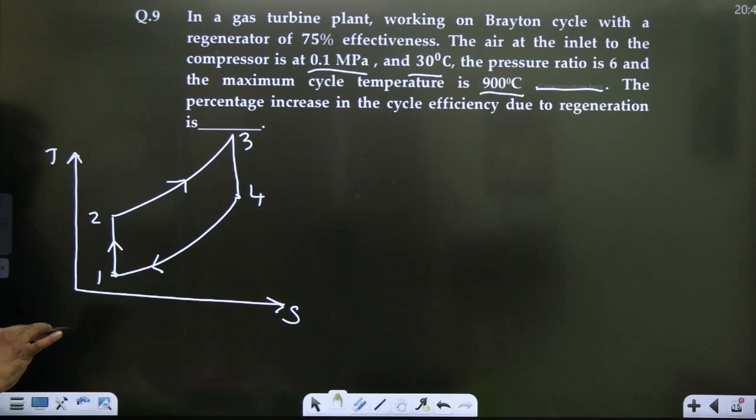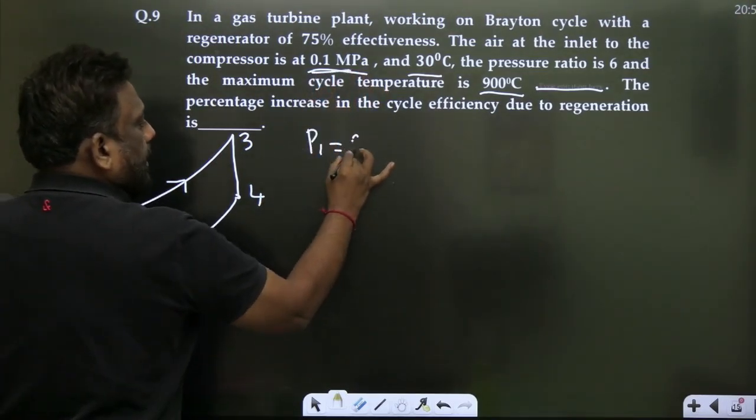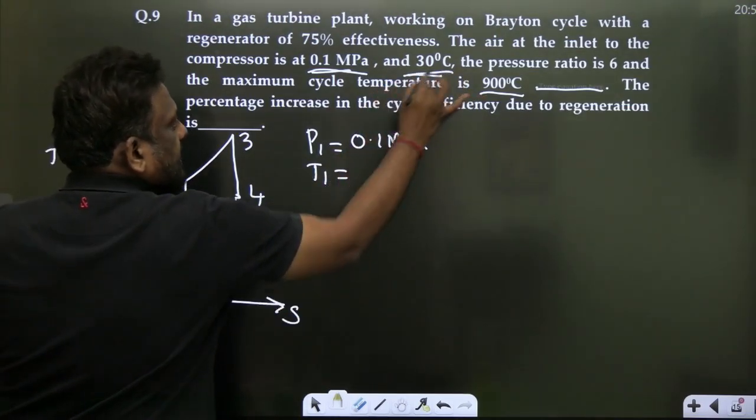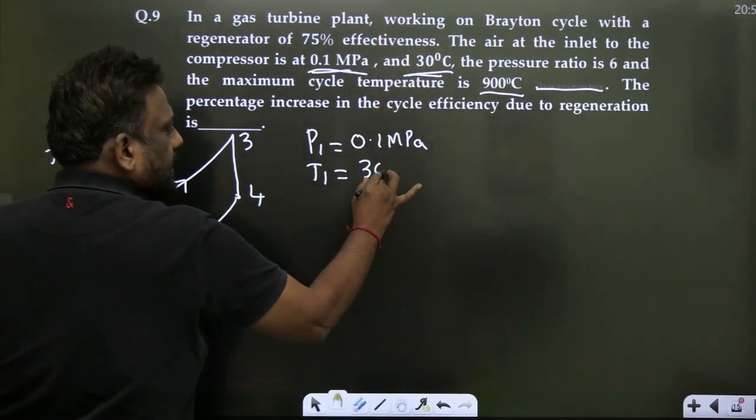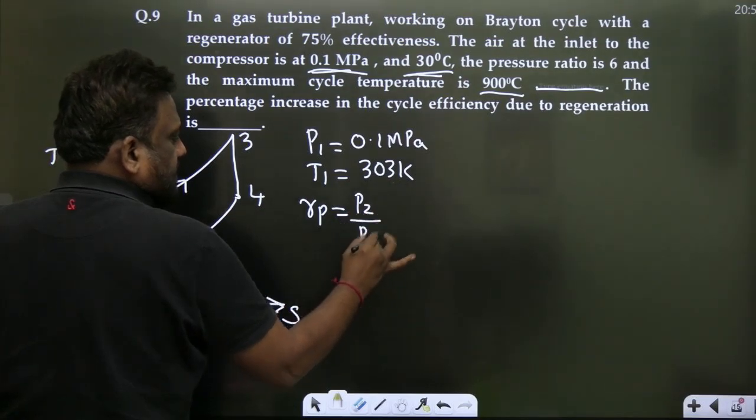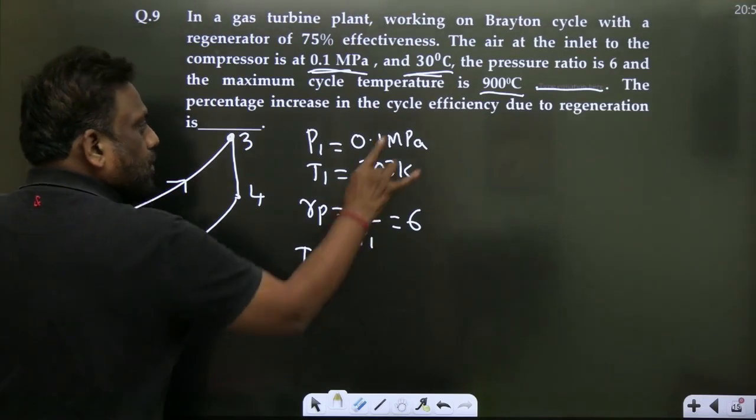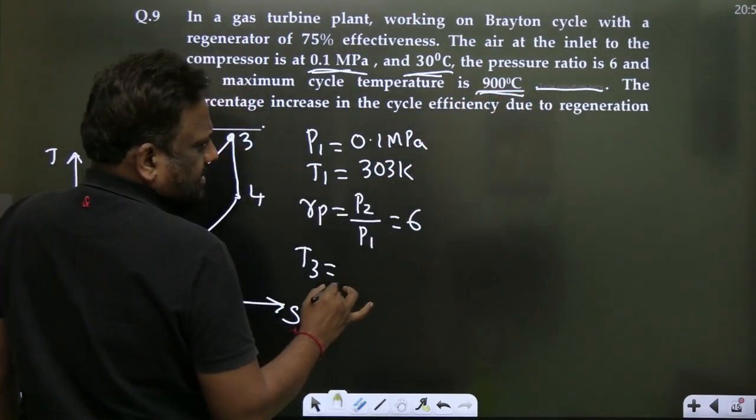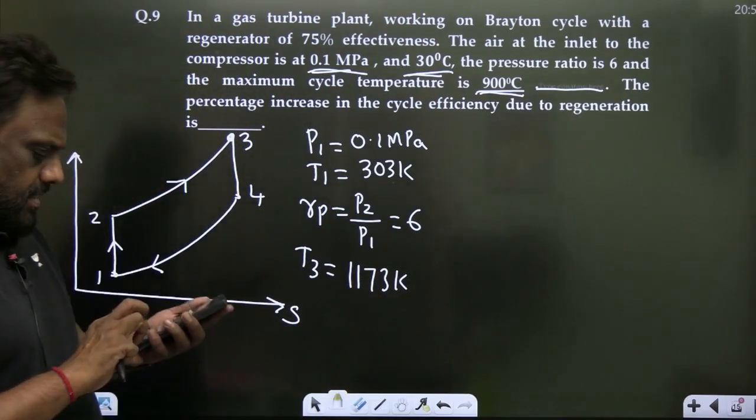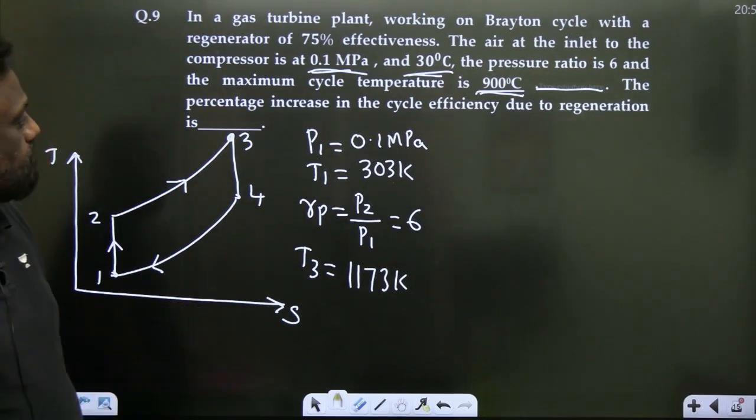Now there is a regenerator used, sir, and please note down carefully. The inlet pressure is given as 0.1 megapascal and the inlet temperature is 30 degrees centigrade, 273 plus 30 is 303 Kelvin. The pressure ratio is 6 and the maximum temperature in the cycle is 900. So add 273, how much is it coming? 1173. Am I right? Let's check once, 900 plus 273.